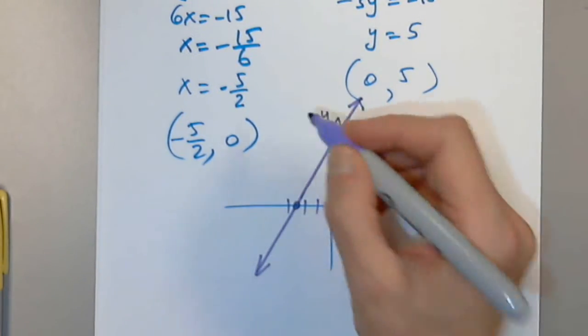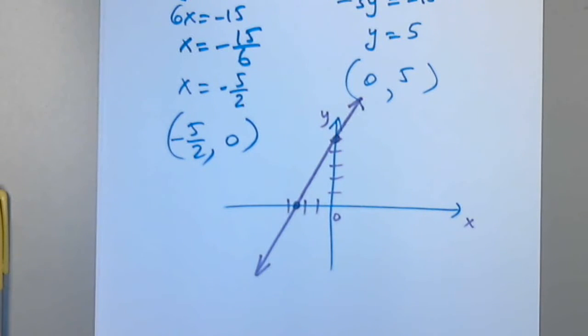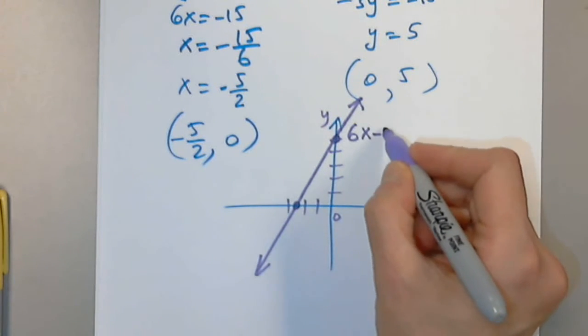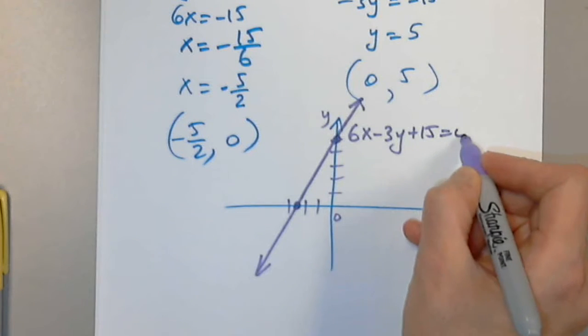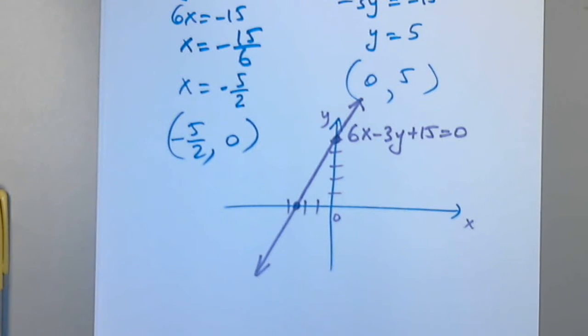Always write the equation somewhere close to the line, so you know what you graphed. We graphed 6x minus 3y plus 15 equals 0. Again, there is no need to solve for y. It would be a waste of time.